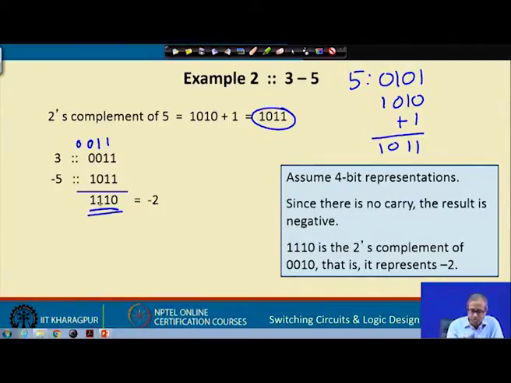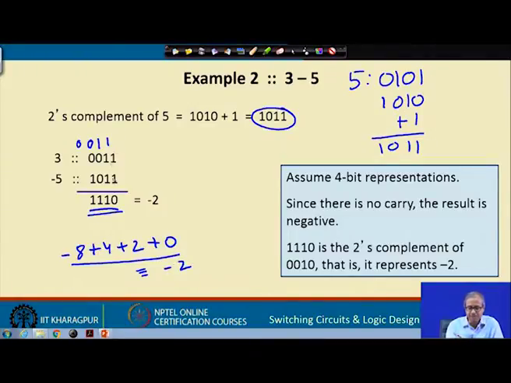So, you follow the rule: what does 1 1 1 0 represent? It is in 2's complement, and I mentioned the weight of the MSB will be negative. So, the value will be minus 8 plus 4 plus 2, the last one is 0, so there is nothing there. So, this is minus 2.